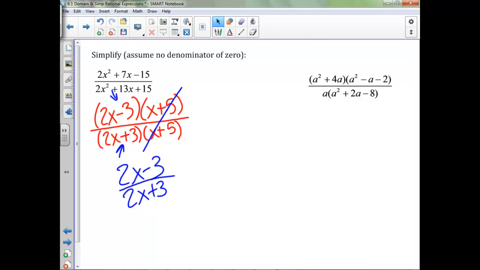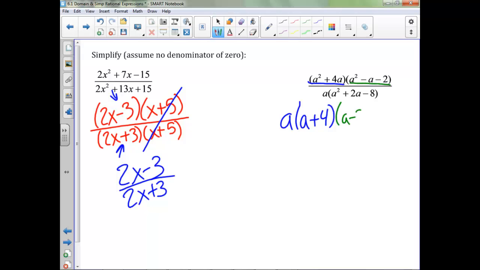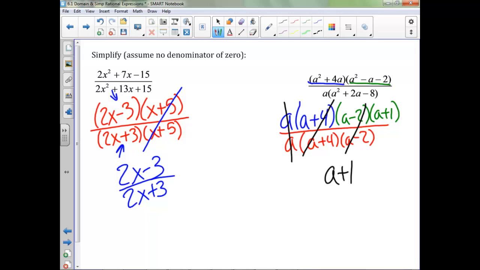On this one, it's slightly factored already, but we can factor this first part. We can take an a out. We're left with a plus 4. This second part factors into a minus 2, a plus 1. In our denominator, this a we'll leave out, and then we get a plus 4 times a minus 2. Now notice these a's can cancel, the a plus 4s can cancel and the a minus 2s. So we're left with just a plus 1.